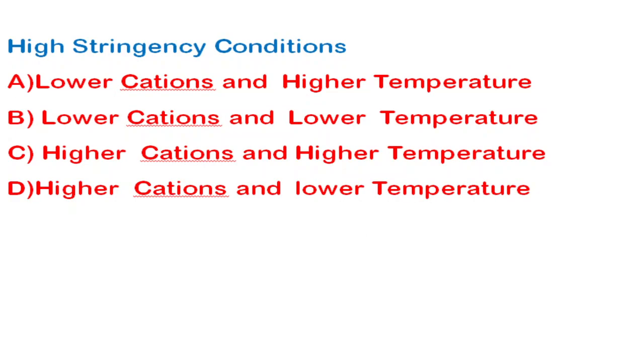Next is high stringency condition during the time of nucleic acid hybridization. The correct answer is there should be a low amount of cation, that is, a low salt concentration, and a high temperature should be maintained. Only the high stringency condition will be maintained so that your probes will be correctly matched to the target sequence. If it is low stringency condition, it will produce a few abnormal results.